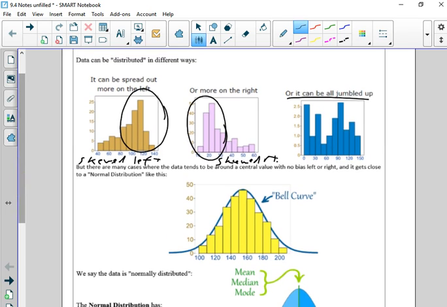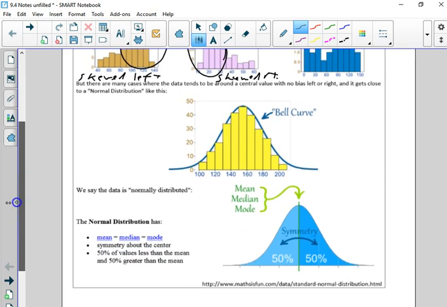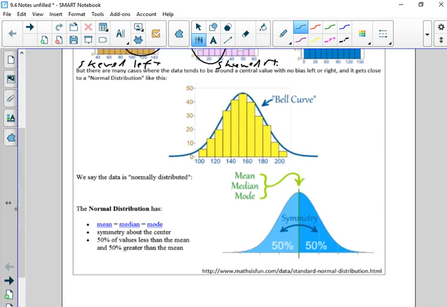So I was just wanting to talk about skewed left and right as a reminder, because it's a very often mistaken concept. You'll screw that up all the time. Okay, here's the bell curve, because it looks kind of like a bell. It's also called a normal distribution.